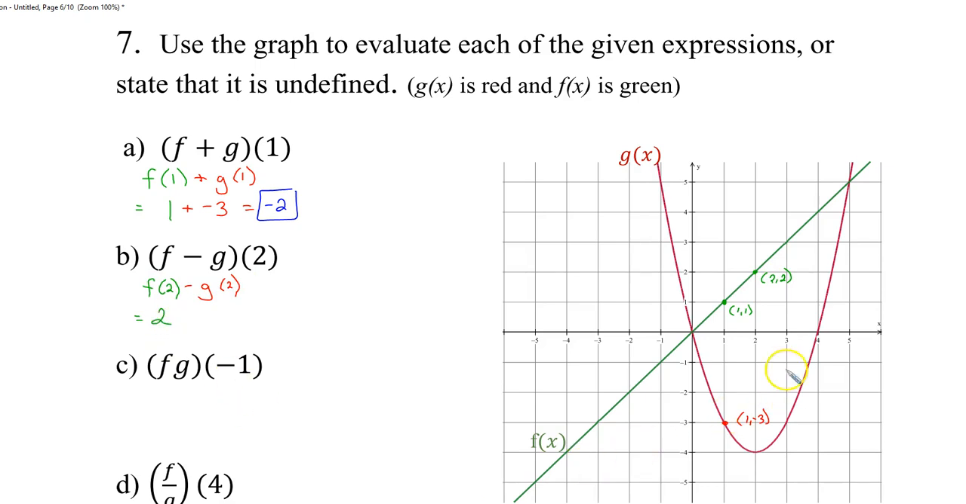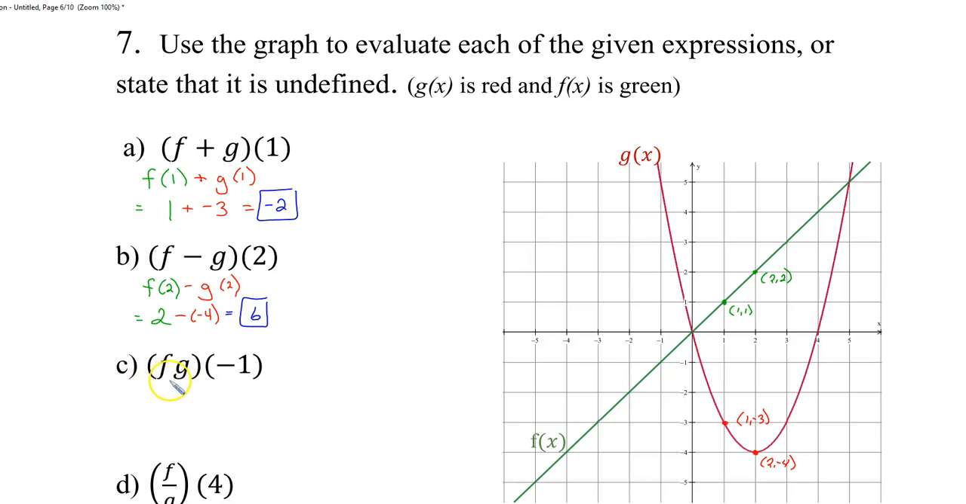And then I'm going to stay with that x value of 2, and I'm going to go to the red graph or my g function. There's an ordered pair there of 2, negative 4. And so the y value for g of 2 is negative 4. Notice I'm subtracting, so I'm subtracting that negative. And so when I combine these together, this is going to be 2 plus 4, which is going to give me a value of 6.